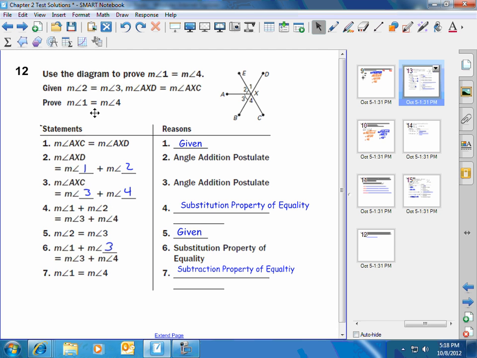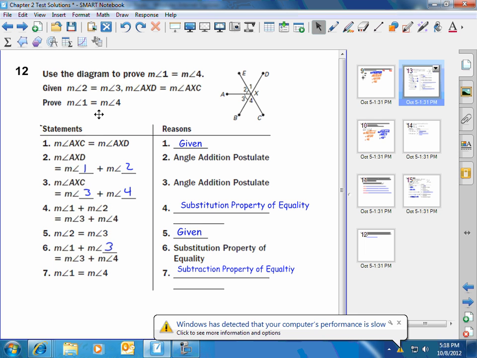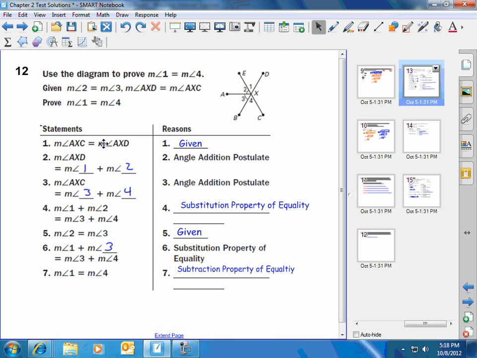The measure of angle 1 is equal to the measure of angle 4. So I'm going to throw my other given in. A lot of people miss the reason for the statement is given because they were used to seeing all the givens stated first in step 1. But we can mix our givens wherever we want in our proof. So I'm going to state that the measure of angle 2 is equal to the measure of angle 3. And when I do that, I can now say that the measure of angle 1 plus the measure of angle 3 is equal to the measure of angle 3 plus the measure of angle 4.